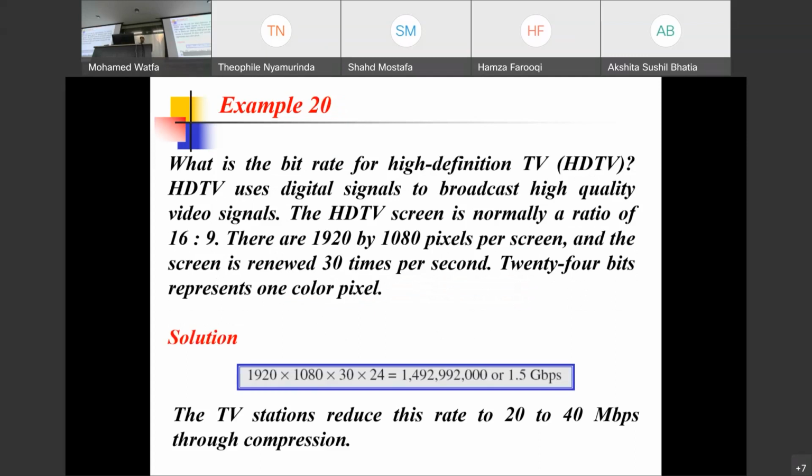So what is the bit rate of HDTV? A simple question. We have the number of pixels. It's renewed 30 times, and 24 bits represent one color. So we can get the actual bit rate. Let's multiply everything. You get that the bit rate of high definition TV is 1.5 gigabit per second. So if you're looking at HDTV, not 4K, it's basically 1.5 gigabit per second, based on the information we have. Again, it's a very simple question.